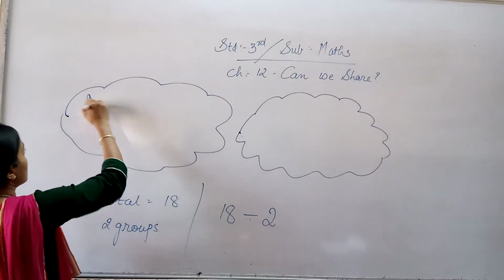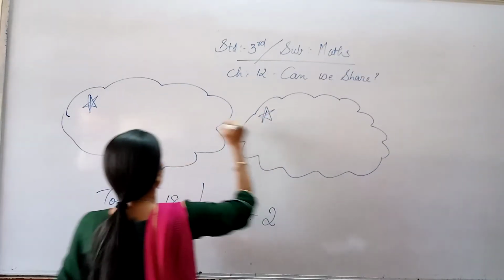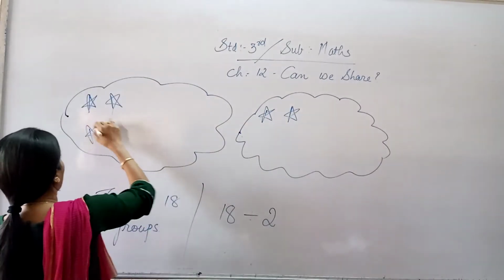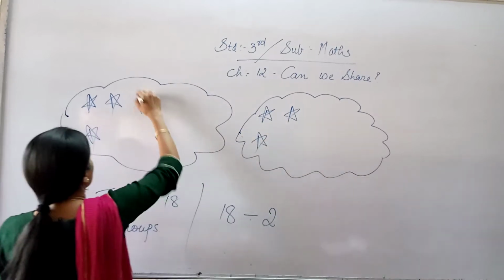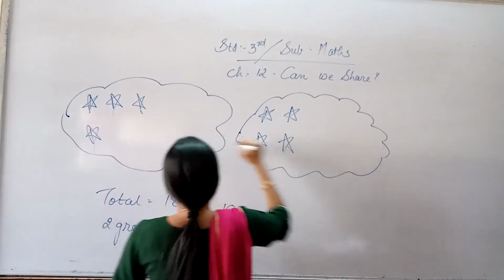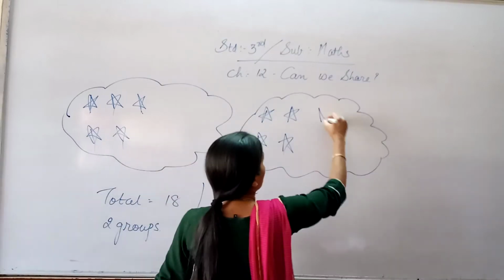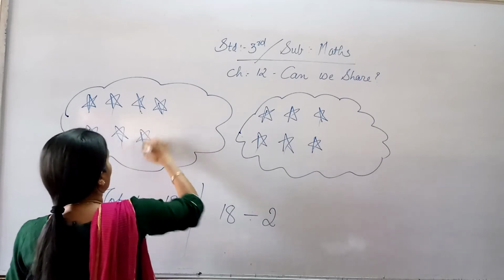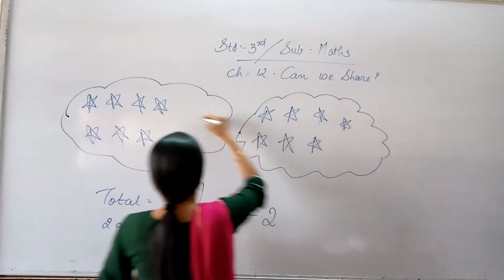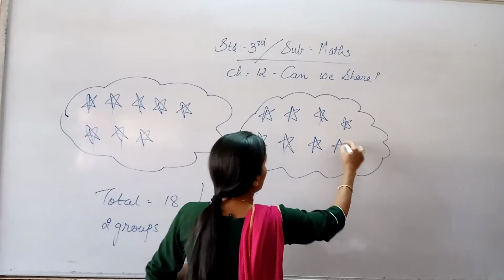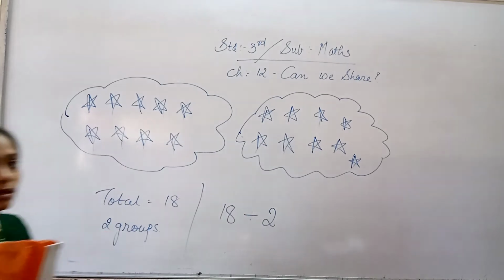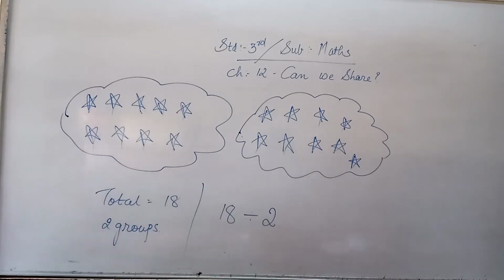So we draw the stars. 1, 2, 3, 4, 5, 6, 7, 8, 9, 10, 11, 12, 13, 14, 15, 16, 17 and 18. It is done. 18 stars, total 18 stars. Now we'll count how many are there in each group.